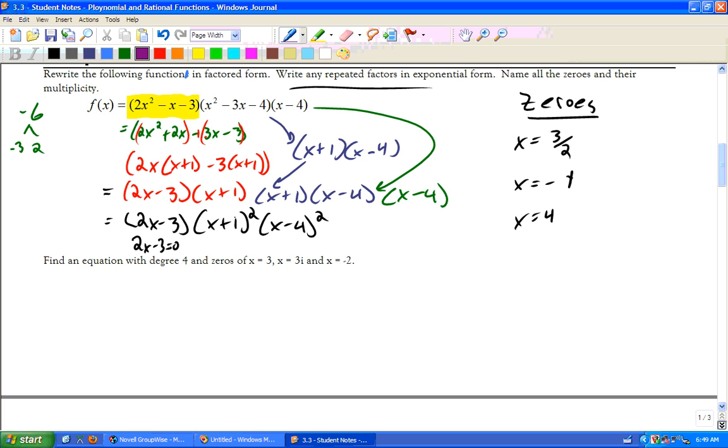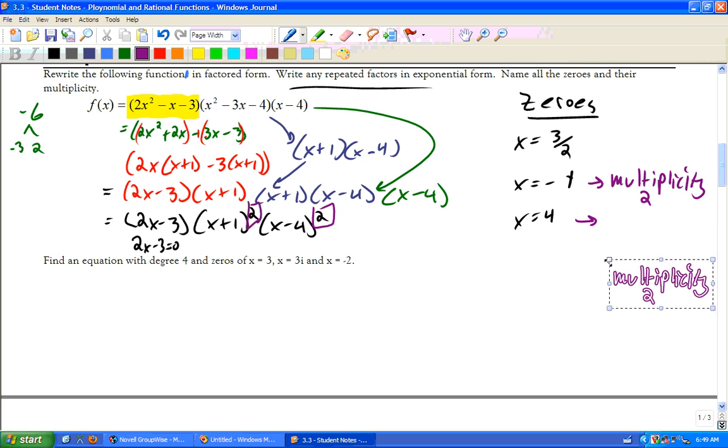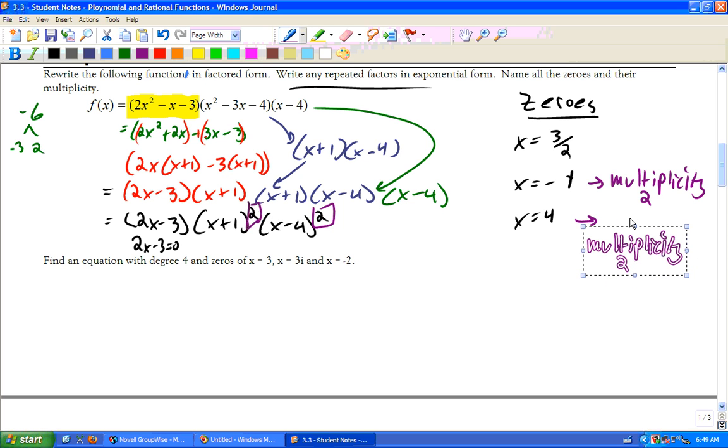For the multiplicity, we have to see which ones have been repeated more than once. In this case, it's negative 1 and positive 4. Both have a multiplicity of 2, because the exponents on the factors are 2. This is kind of a basic problem, one that you'll be able to factor. In the next few days we're going to be looking at ones that aren't easily factorable right from the beginning. But it's good practice because we're going to have to use those skills throughout this section.